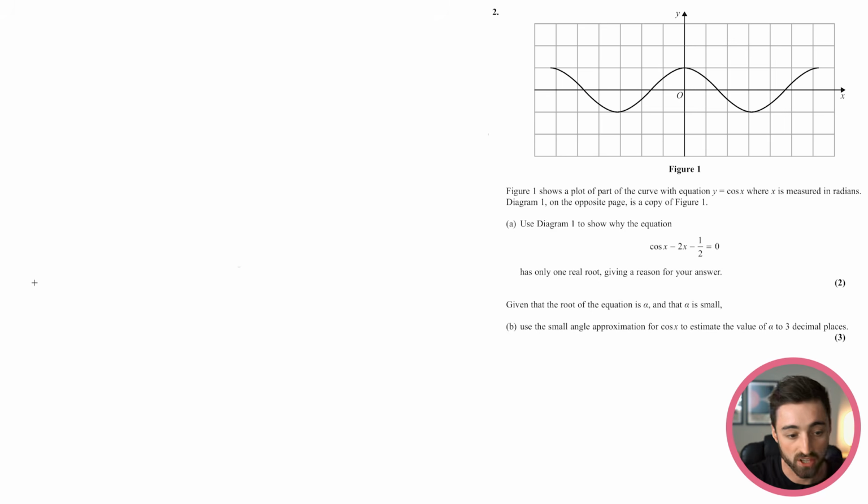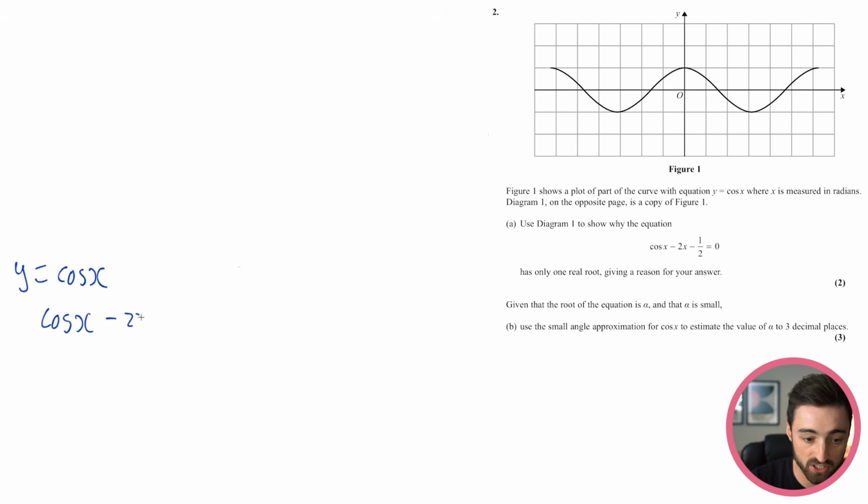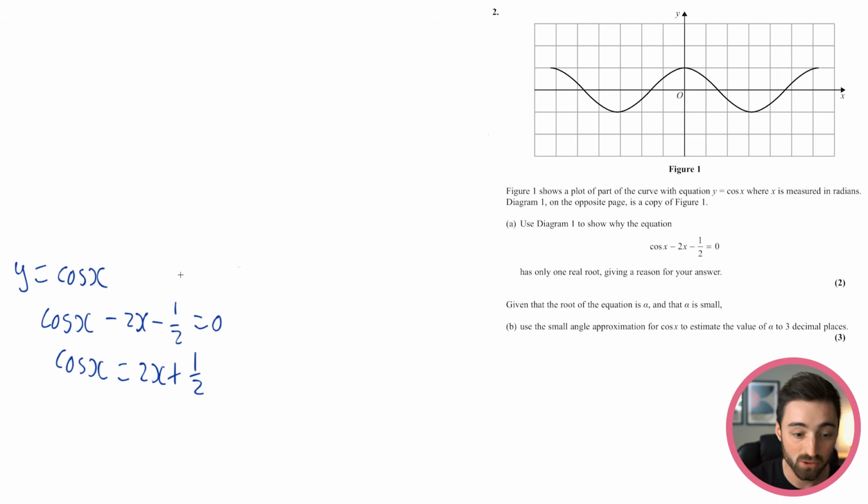We know we have the graph of y equals cos x already here. So then the question is, how do we go from cos x minus 2x minus a half equals 0 to two separate lines represented by y equals? Well, I'm going to need this cos x on my own. So if I add 2x and add a half to both sides, I'm going to get cos x equals 2x plus a half. If I now take a line, y equals 2x plus a half, sketch it, you can see here that if I was to try and solve these two equations simultaneously, I would get this equation, wouldn't I? I'd put the y's equal to each other and I would get this equation.